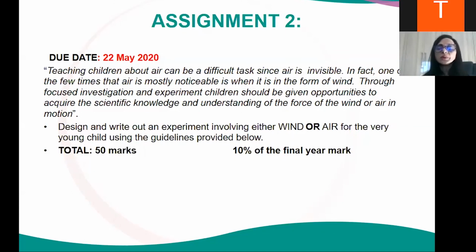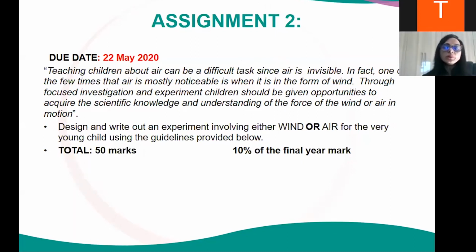Let us now look at assignment 2. The due date for assignment 2 is 22nd of May. And I would love every one of you to complete your assignment by the due date. And it's a very easy assignment. Teaching children about air can be a difficult task since air is invisible.